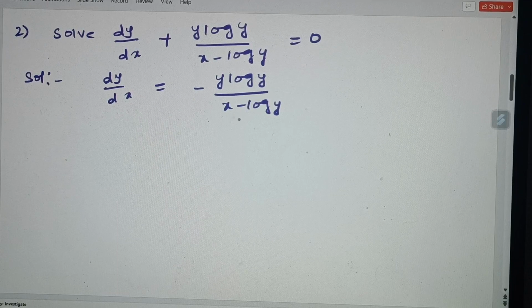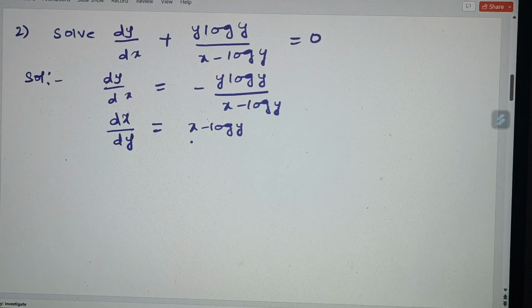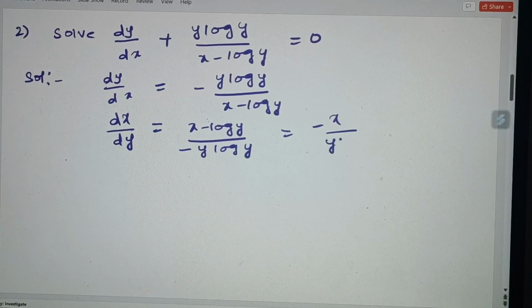Now, to reduce the complexity of the problem, you can write it as dx upon dy is equal to x minus log y upon minus y log y. The denominator will become the numerator and the numerator will become the denominator. Now you can separate the terms: x minus log y upon minus y log y can be written as minus x upon y log y, then plus 1 upon y.